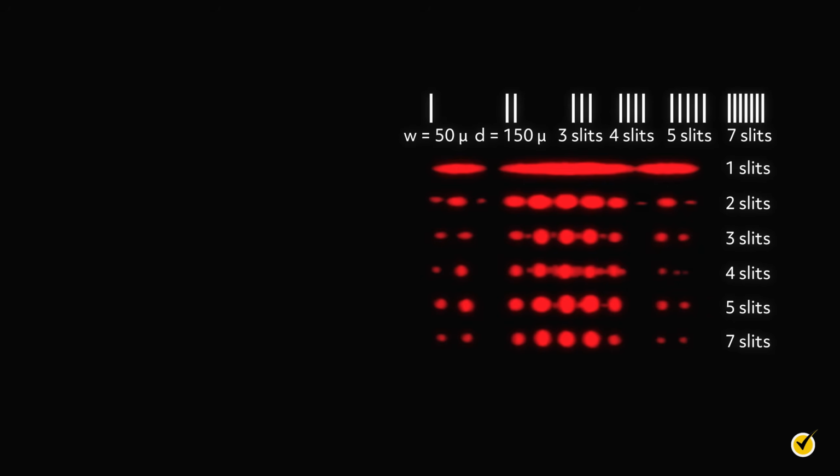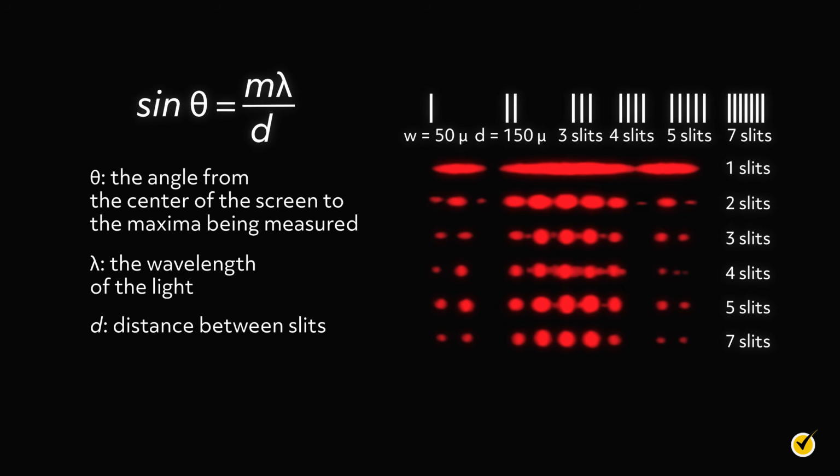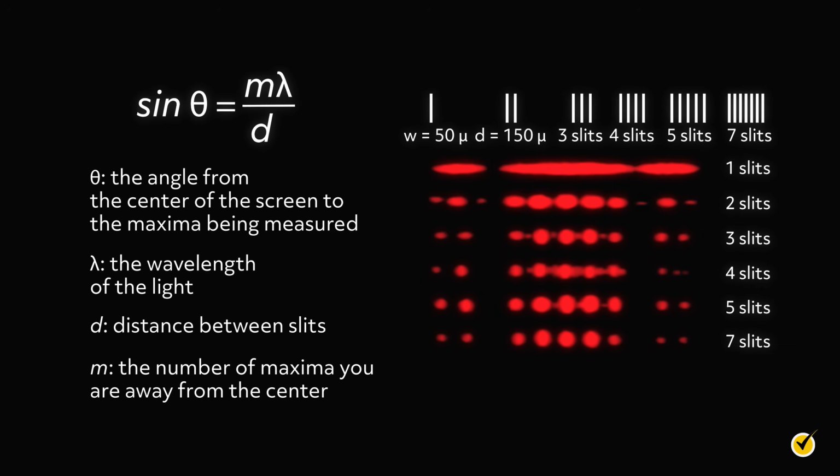Multiple slit diffraction is described by the equation sine of theta equals m times lambda over d. Theta is the angle from the center of the screen to the maxima being measured. Lambda is the wavelength of the light. d is the distance between slits, and m is the number of maxima you are away from the center.